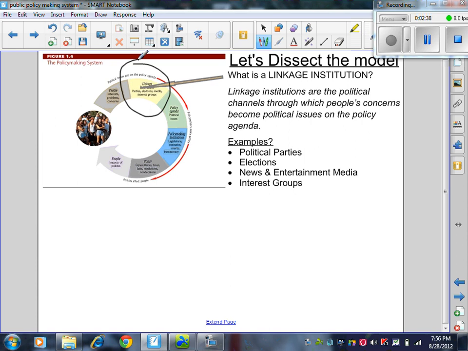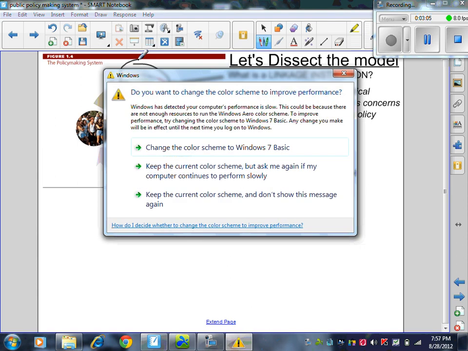So this is the institution by which people voice their concerns. They voice their concerns, it gets picked up by a linkage institution. That institution then makes that concern well known to the government. So what is a linkage institution? It's a channel. It's some way that people can voice their concerns, and it communicates those concerns to the government. So you want to think of a linkage institution as a connection instrument between the people and the government.